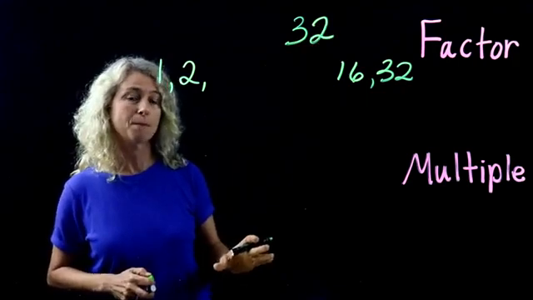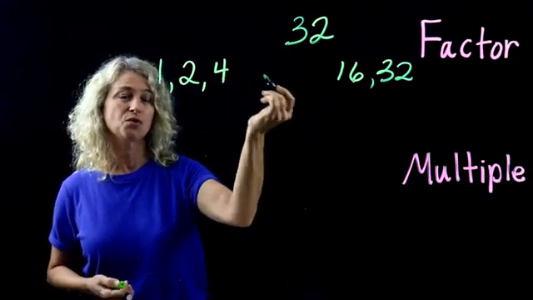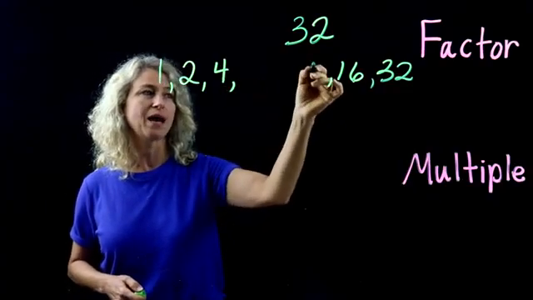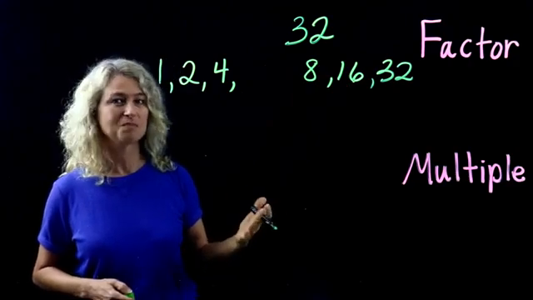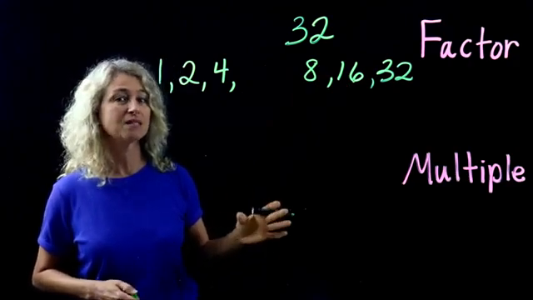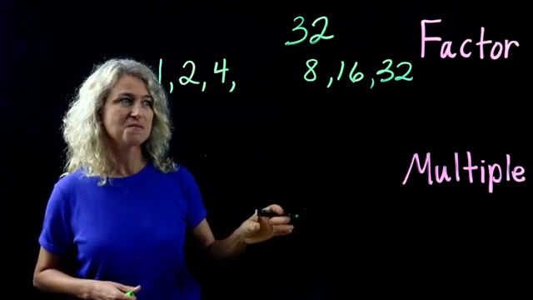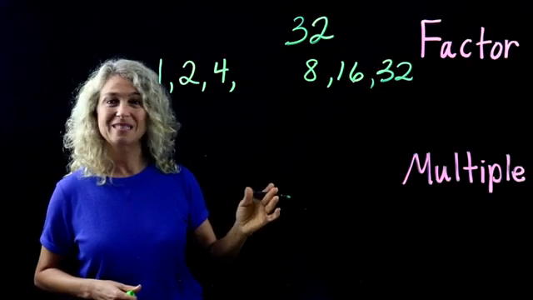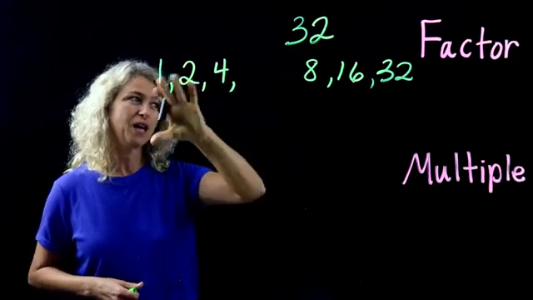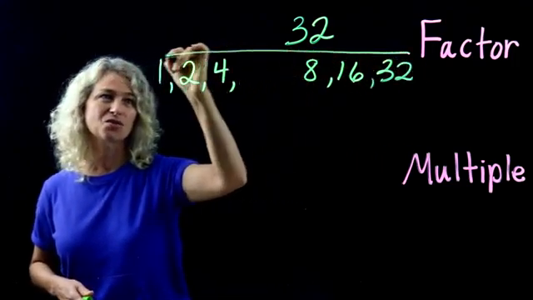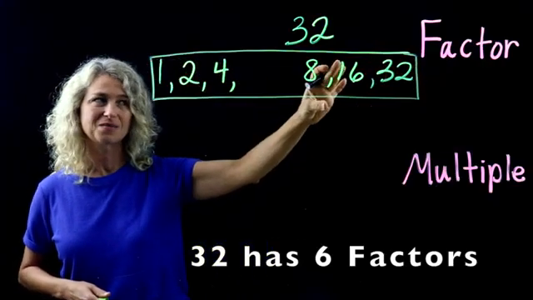What about times 4? Oh, 4 times 8. Yeah, so when you know your multiplication facts, this really helps you out. What about times 5? Anything times 5? No. What about times 6? No. What about 7? No. And when you get to 8, it's already listed. Okay? So here are all your factors for 32, and they're listed in order from least to greatest.